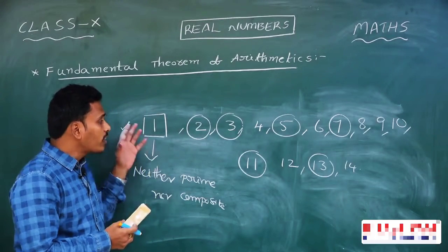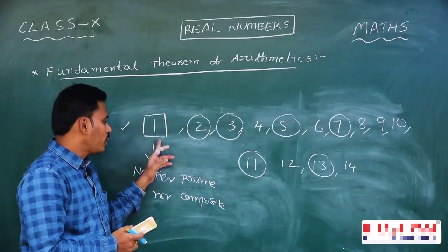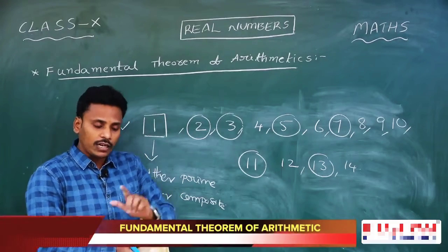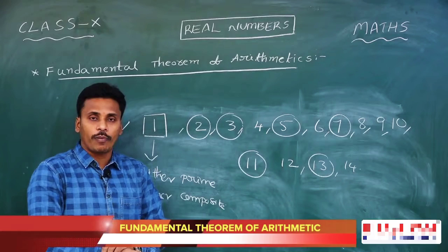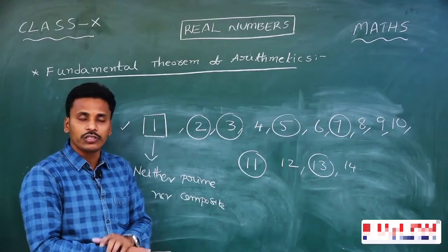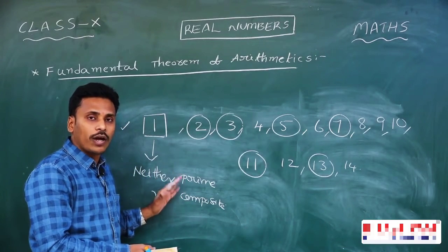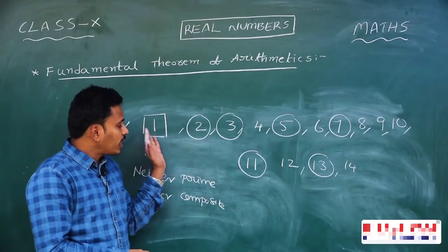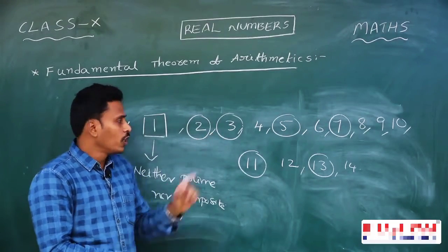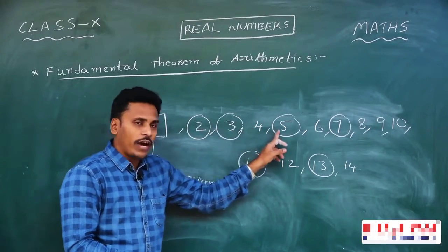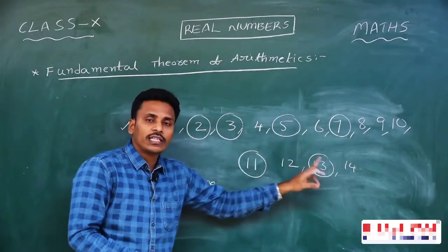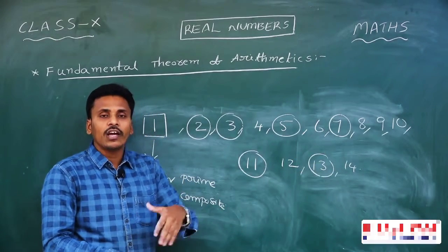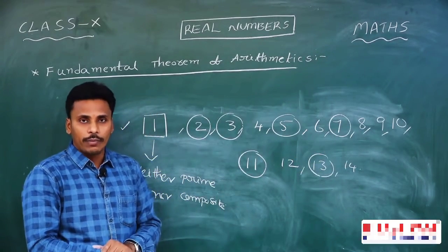Once again, if you look at the prime numbers, see this 1 is neither prime nor composite because it has only one factor. It fails the basic definition of prime as well as the definition of composite. That's why this is the one and only number which is neither prime nor composite. And other than this one, if you look at the remaining numbers, 2, 3, 5, 7, 11, 13, and then if you move on like that, 17, 19, all these numbers are prime numbers.